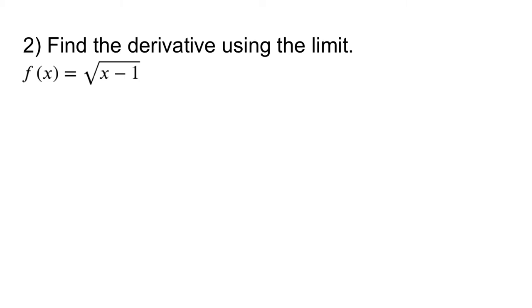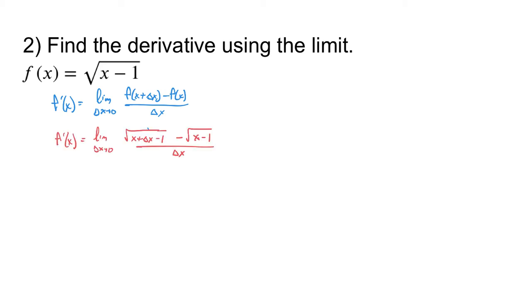Let's look at another problem, the square root of x minus 1. So the first thing I'm going to do, as always, is write out my definition of the derivative. Now I'm going to use my equation and rewrite this difference quotient. Now I'm going to sit and stare at this problem and try to figure out what I'm going to do, because I can't combine like terms. There are no like terms here to combine. So what am I going to do?